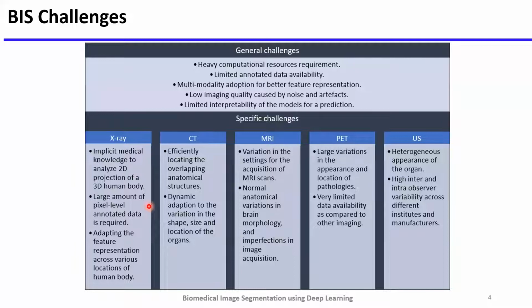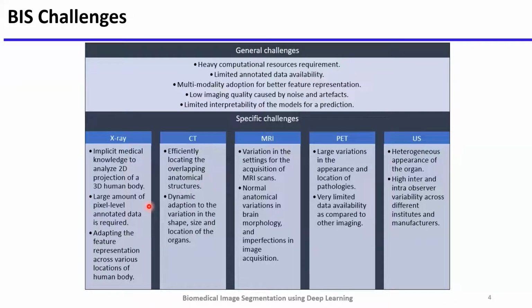Coming to PET scans, there is large variation in the appearance and location of pathologies, and limited availability of data as compared to other imaging. That is also one of the biggest challenges. When we go for ultrasound images, there is a heterogeneous appearance of an organ while taking the ultrasound, so it cannot be said that every time you get the same type of image of an organ. That is one of the key issues that we may face.